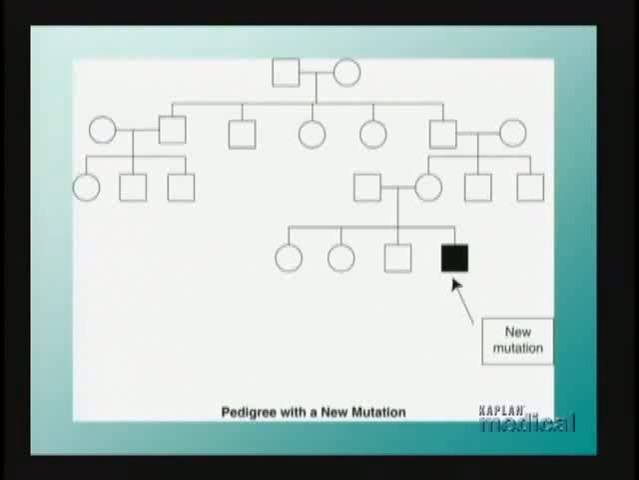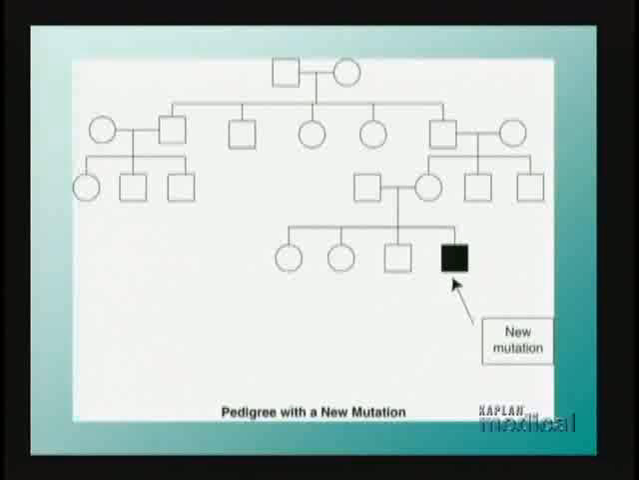The child, the son there, the male child in the lower right part of this diagram, has a disease, perhaps Duchenne muscular dystrophy or something like that, as a result of a new mutation that occurred in the egg or sperm that led to that child, most likely in the egg.